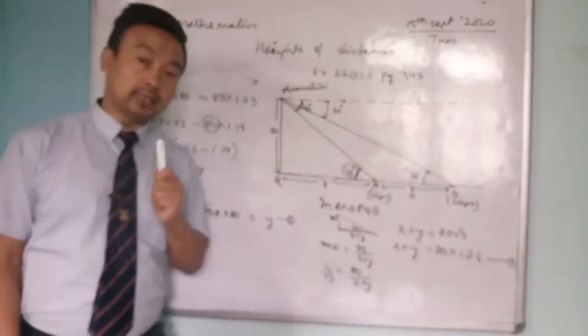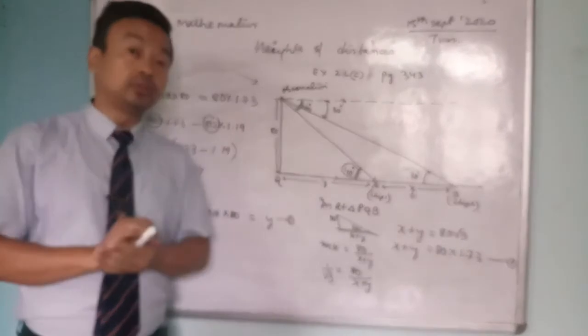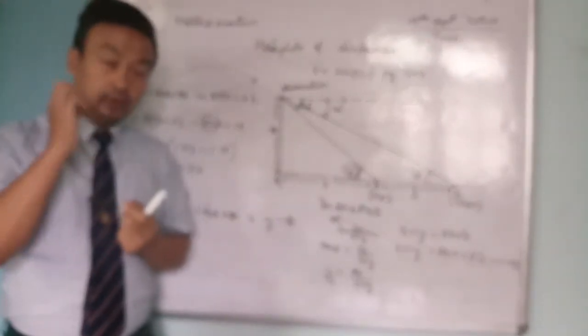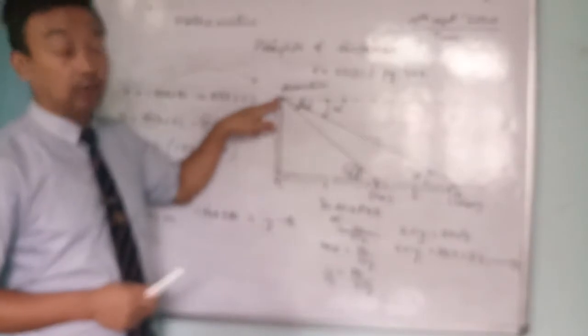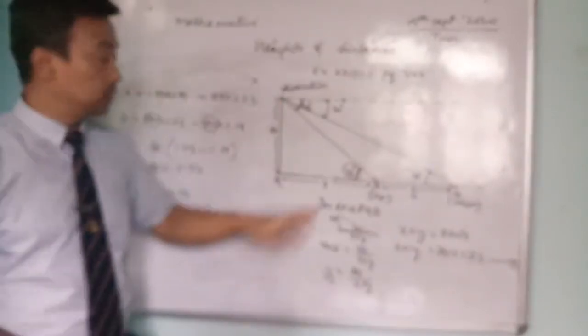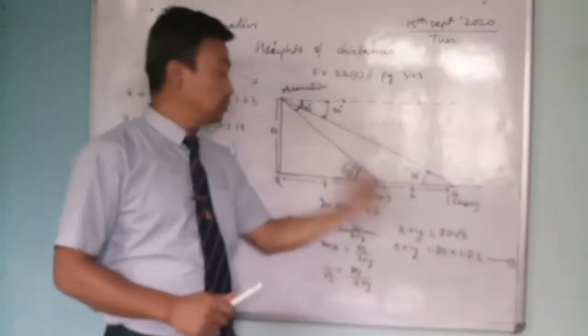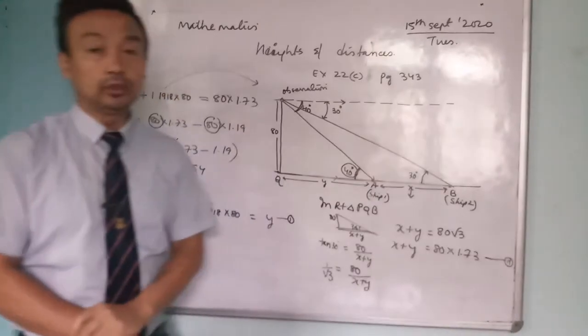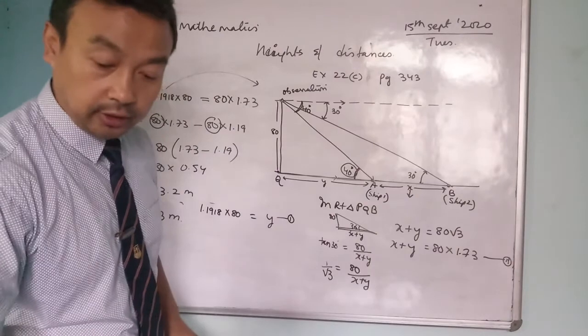The most important thing, as I have been repeating here in heights and distances, is to figure out where the point of observation is and where the object is. So in this case, the top of the lighthouse is the point of observation. You are observing from here. And where are the objects? The two ships, on the same side of the lighthouse, moving along the horizontal line with the base of the lighthouse. I hope it is clear.